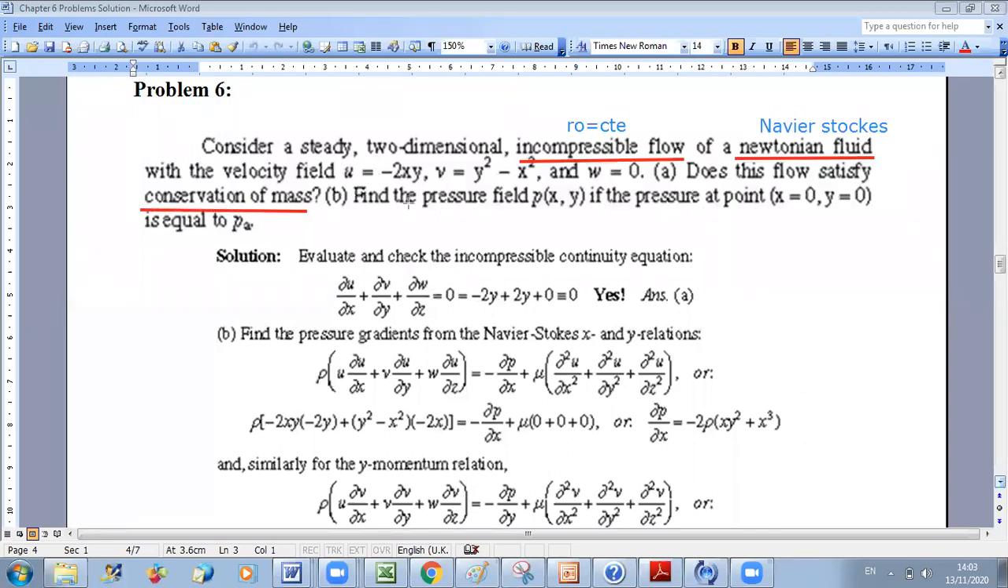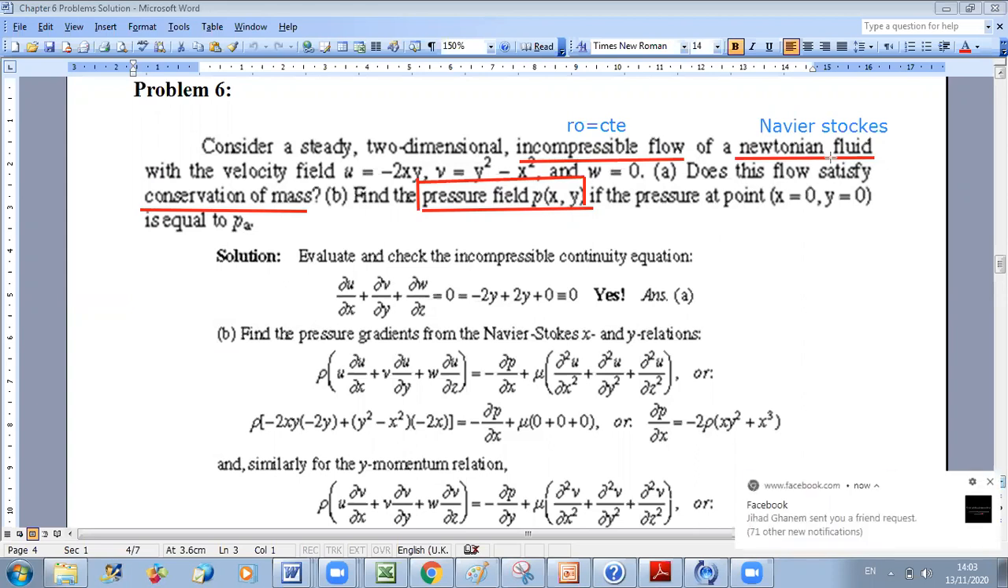Then they ask for the pressure. So as usual, whenever they ask for pressure or for something related to forces, then you should think about linear momentum conservation, like chapter 5. But now, instead of dealing with control volumes at a macro scale, we are working at micro scale. Okay, so first the condition.